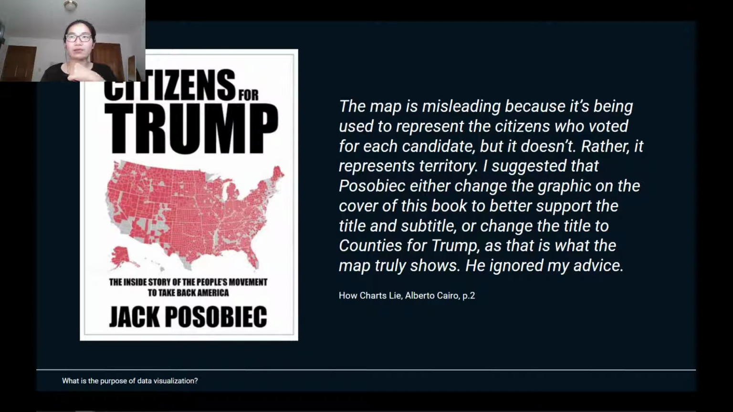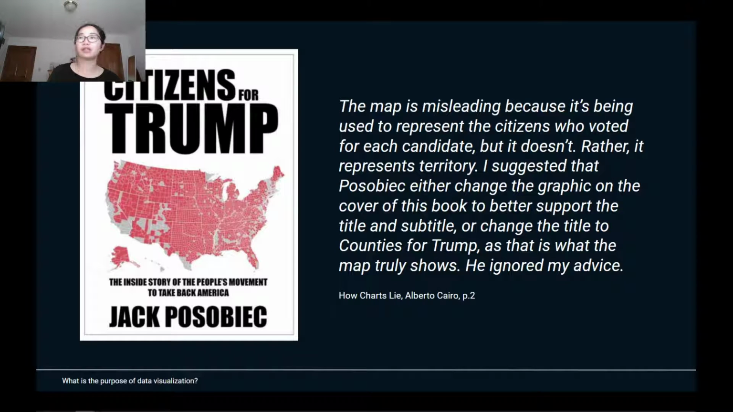So this is an example from Alberto Cairo's book, How Charts Lie. He had this image of a book cover in his book, and essentially it shows how this map is very misleading, along with the title that goes with the map. He quotes in his book, he says, the map is misleading because it's being used to represent the citizens who voted for each candidate, but it doesn't.